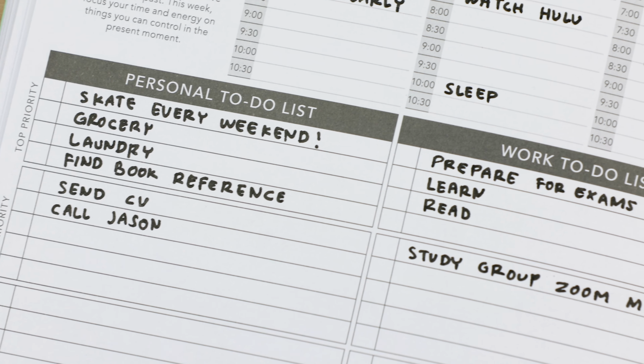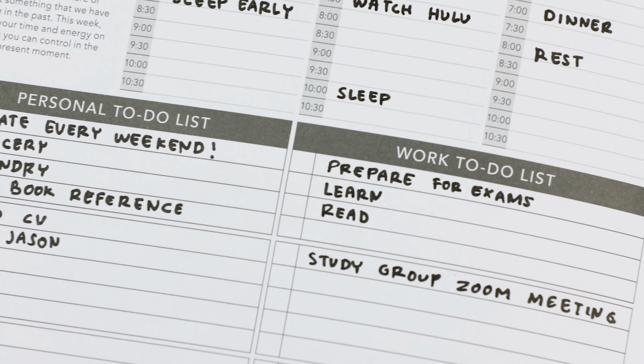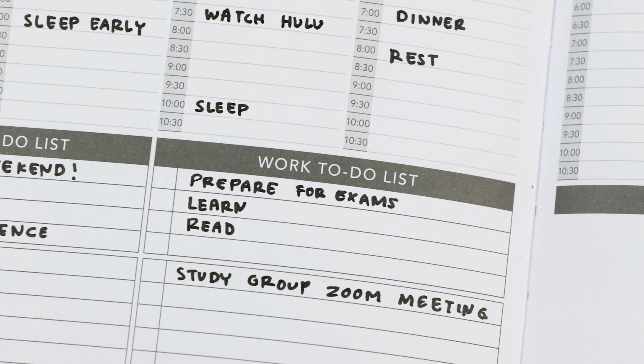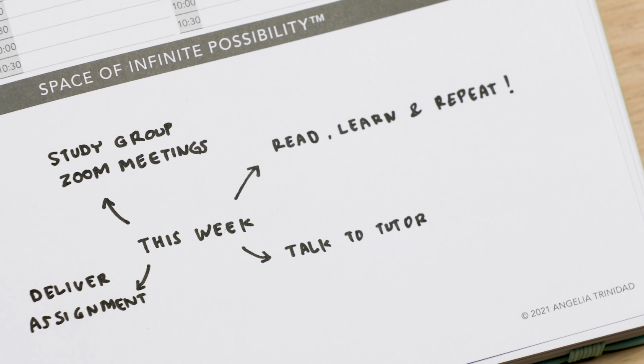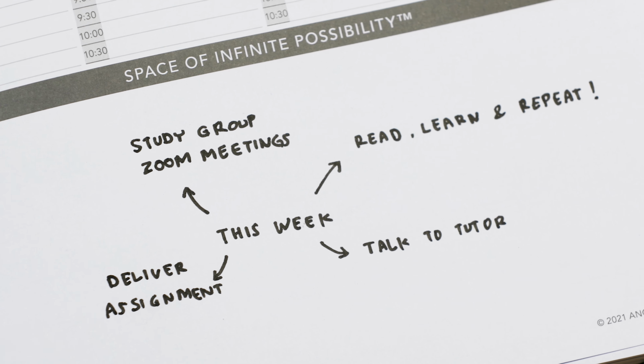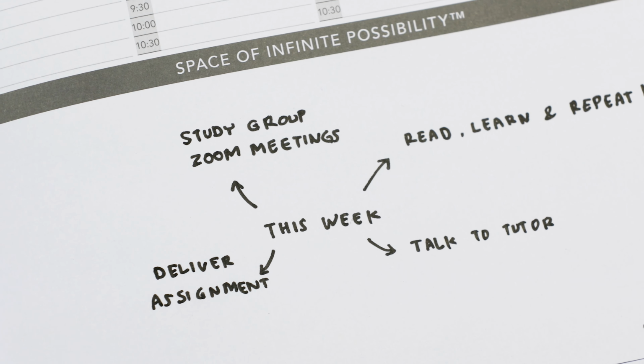Bottom left, there's also personal and work to-do lists. It's even broken up into errands and priority, depending on how you want to use that space. And then the bottom right is the space of infinite possibility, which is exactly as it's named. You can use it again for trackers or just a space to jot down notes or brainstorm. Dealer's choice. You get to choose what's going to work the best for you.